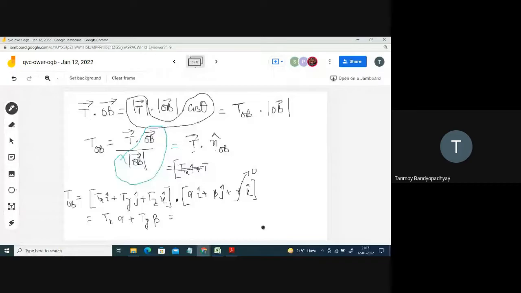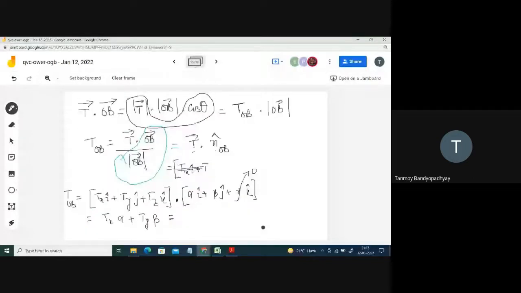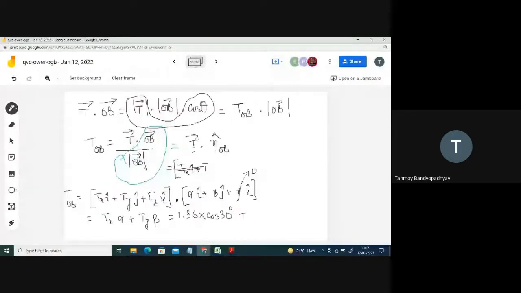Tx into alpha plus Ty into beta, এই টার্মটা তো জিরো, গামা is zero, you don't have anything. So Tx টা লিখবে. So what is alpha? So Tx টা আমি কত পেয়েছিলাম? Tx we got it to be like 1.36. So this is 1.36 into alpha. Alpha হচ্ছে cos 30 ডিগ্রি। আর Ty টা কত ছিল? So Ty was your 2.91. So 2.91 into sin 30 degree. So you do it, you will be getting the answer. So the answer TOB, that should come out to be 2.63 kilonewton.